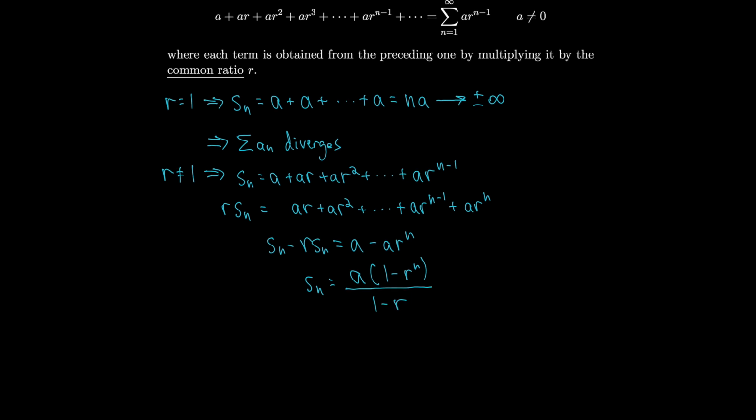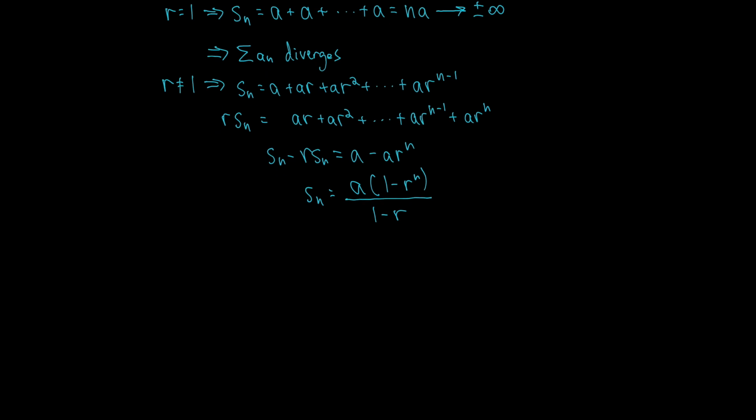So now we have a formula for our partial sum sequence. So we just have to figure out whether this thing converges or diverges. Well, we know something about r to the n. In the previous section, in example 9, we took a look at the convergence or divergence of the sequence r to the n. So we said that if r is between minus 1 and 1, then r to the n went to 0 as n went to infinity.